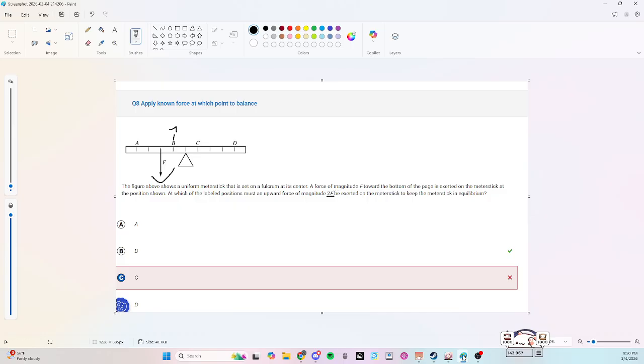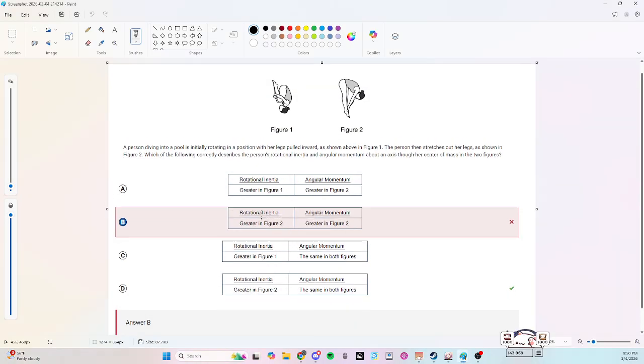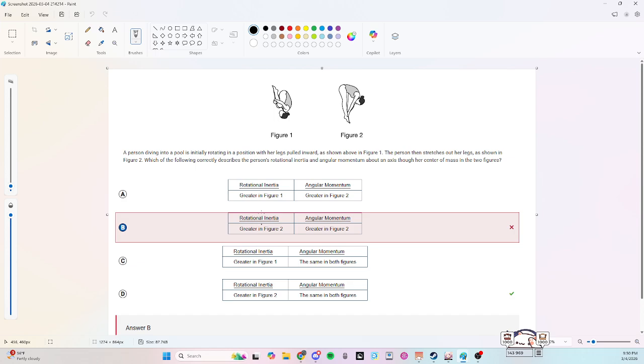Okay, the last question I got wrong was: a person diving into a pool is initially rotating in a position with her legs pulled inward as shown above. The person then stretches out her legs as shown in figure 2. Which of the following correctly describes the rotational inertia and angular momentum? So we know that when she has her legs pulled out, her rotational inertia increases because her mass is more spread out.